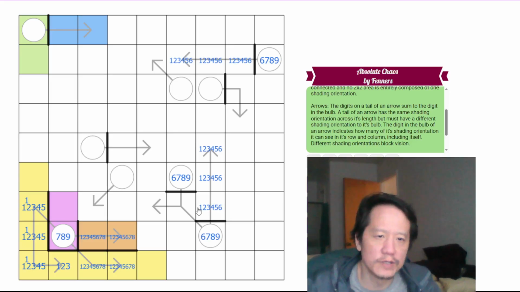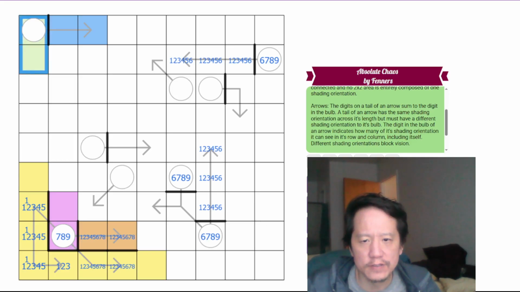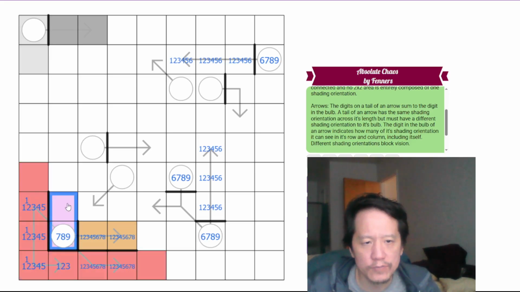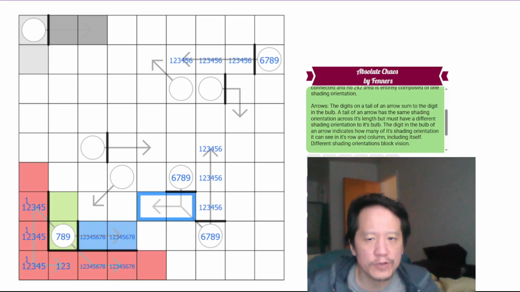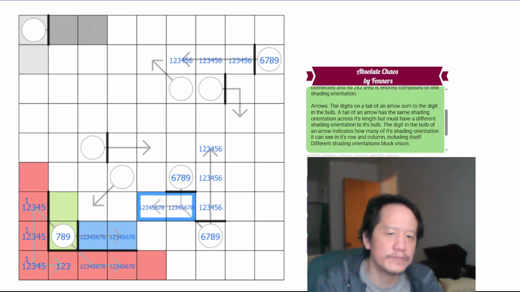What else do we know? Actually, let's make this the strange coloring shading. Let's make this red. This will make green, and this will make blue. This is 1 through 8 also.